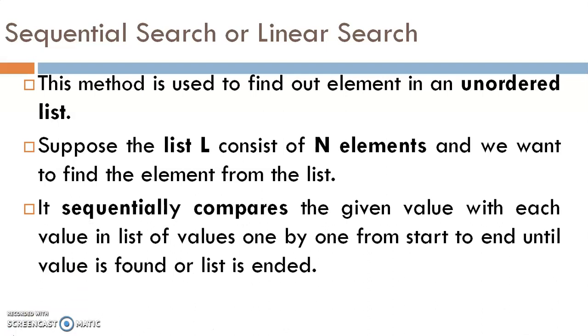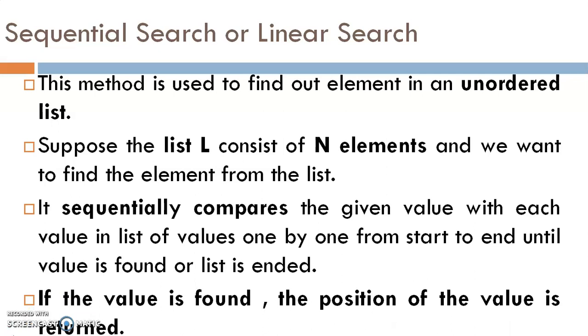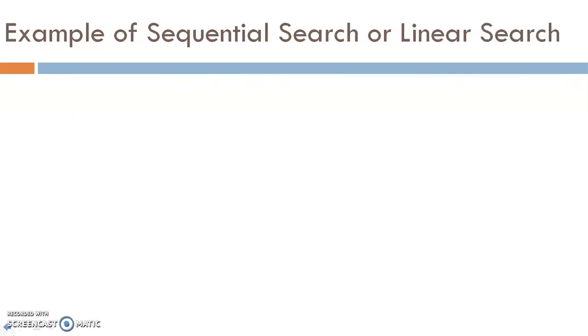This method sequentially compares the given value with each value in the list of values, one by one, from start to end, and the comparison is done. If the value is found, then the position of the value is returned, and if the value is not found or the list has ended, then the message will be printed: searching element is not in the list.